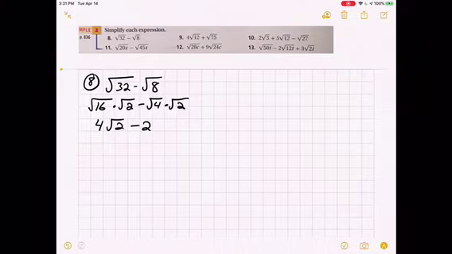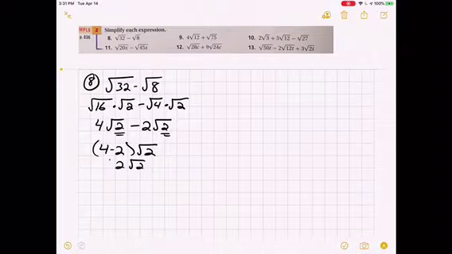And then the square root of 4 equals 2. So that's minus 2 times the square root of 2. These are both square roots of 2, so I can do 4 minus 2, square roots of 2. And that's going to give me 2 times the square root of 2 for my final answer.